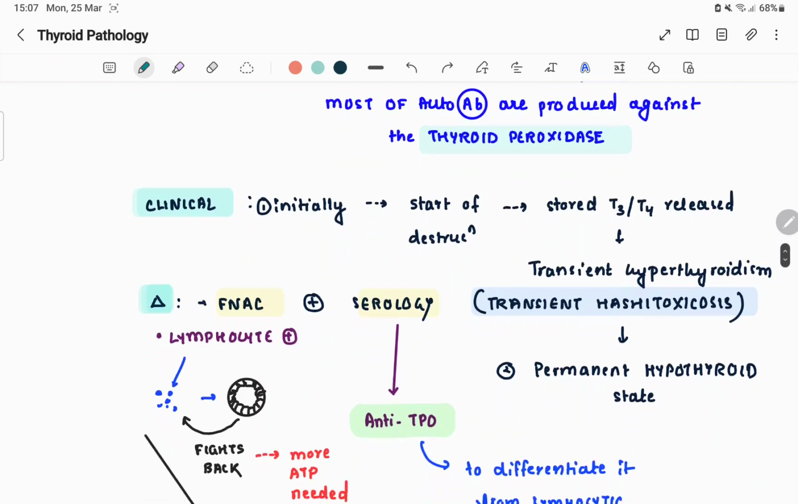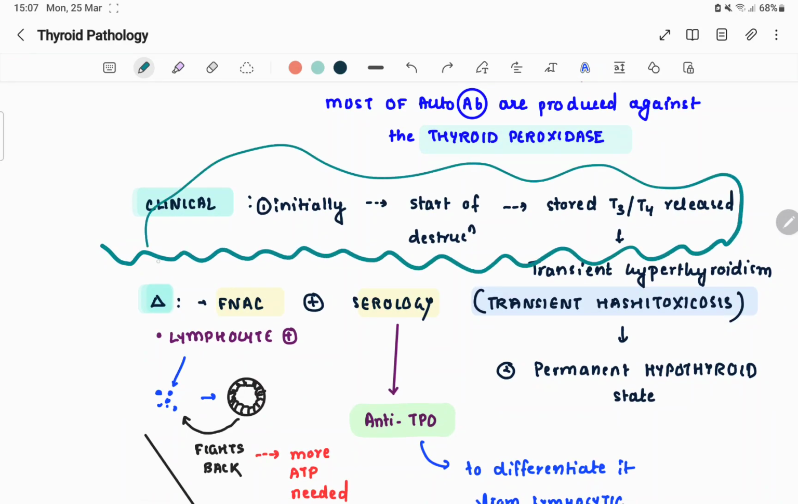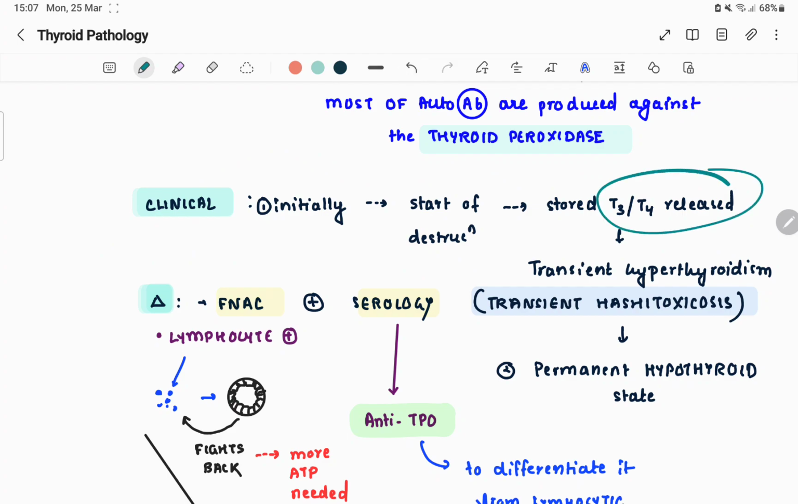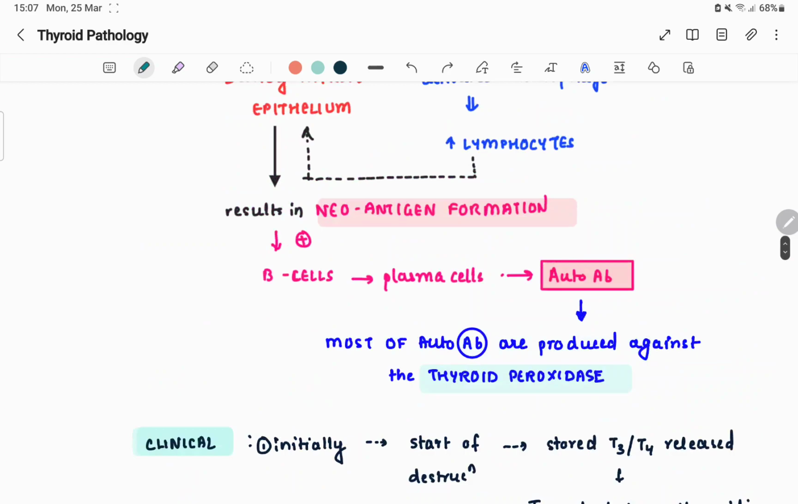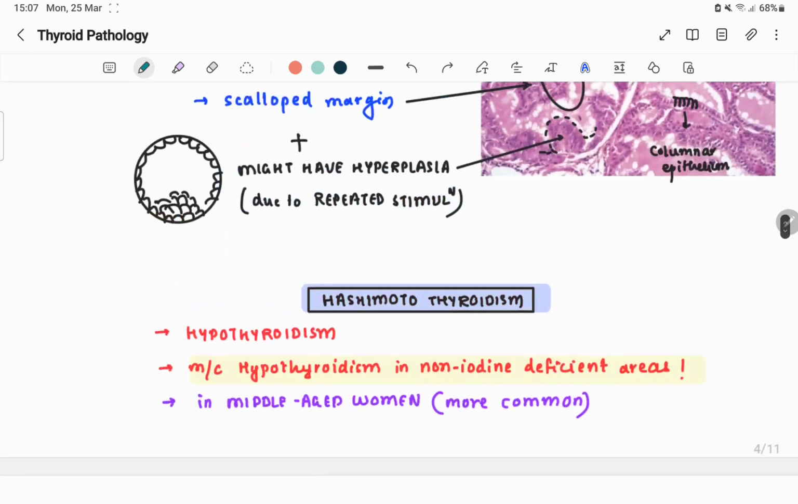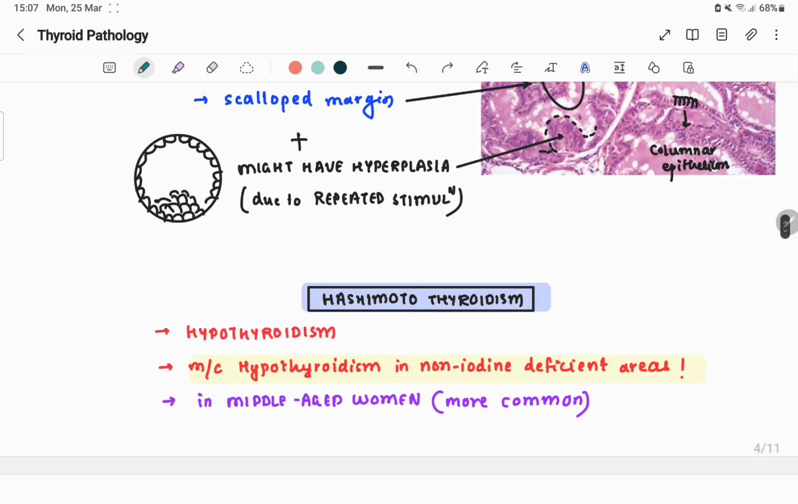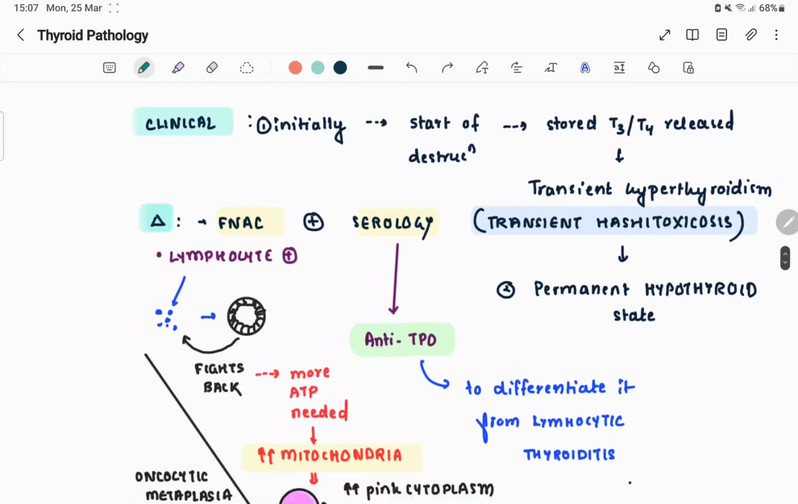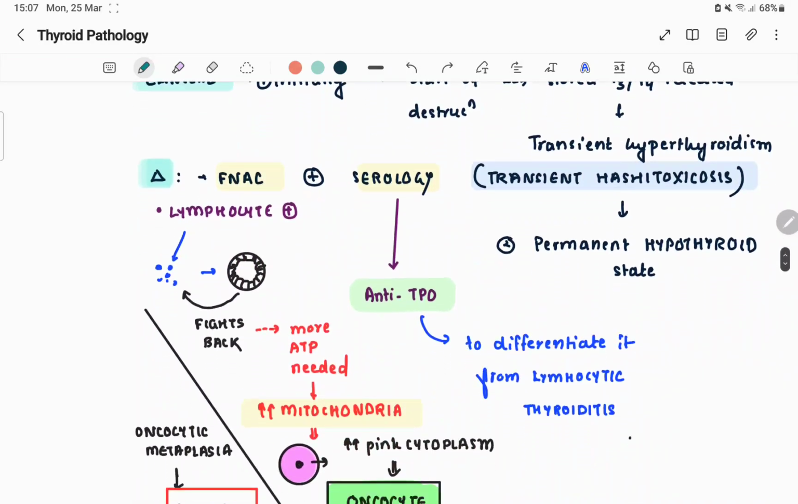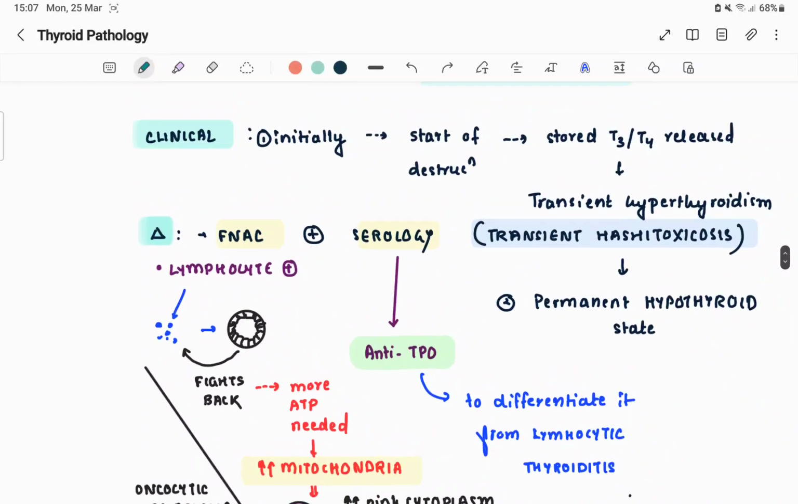And clinically, what are the symptoms? Initially, at the start of destruction, the stored T3 and T4 will be released. There will be transient hyperthyroidism as well. It is a hypothyroid condition, but in Hashimoto's, just remember there will be a period of transient hyperthyroidism as well. So you may get confused. So be careful when dealing with Hashimoto's cases.